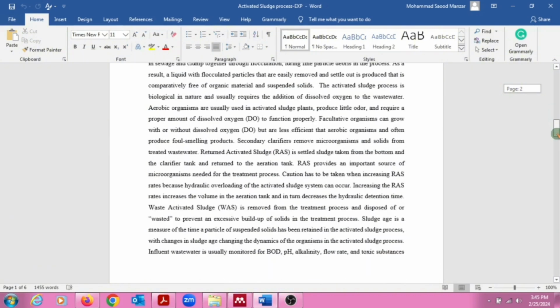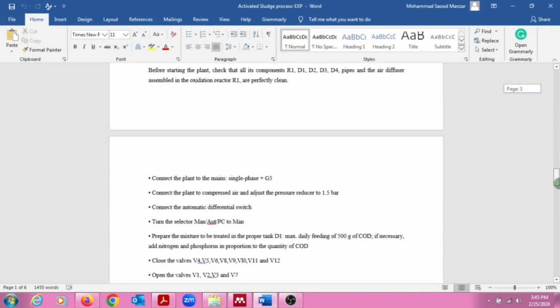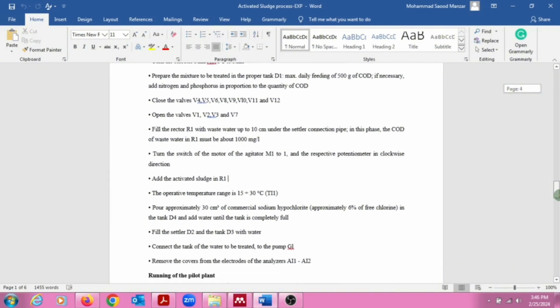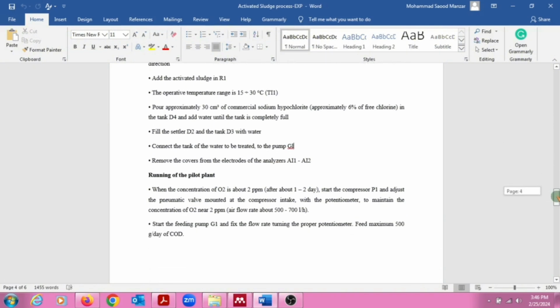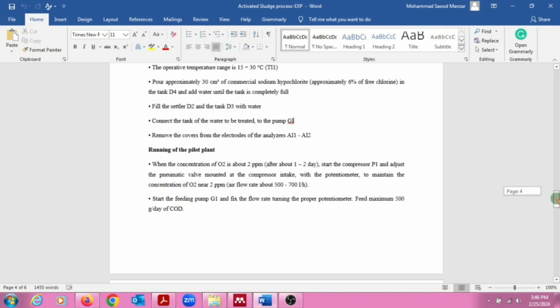Between the reactor tank and the secondary clarifier, or secondary settling tank. And then we also have to fill the settlers D2 and D3 with water and connect the tank of water to be treated to the pump G1. We also have to make sure the covers of the electrodes used for measuring pH and dissolved oxygen are removed, so that they are able to show the value on the monitor.